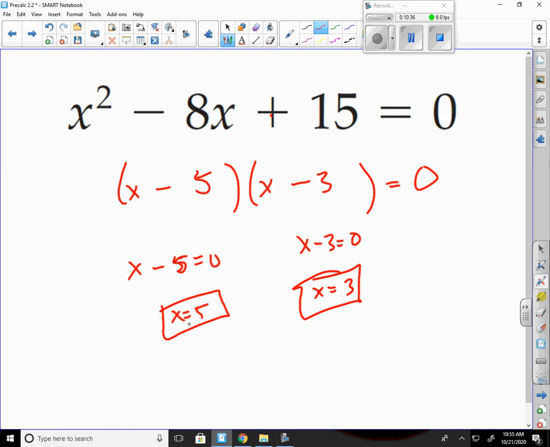I could check this by plugging it back into the equation. 5 squared minus 8 times 5, that's 40, plus 15. That better give me 0. 5 squared is 25. 25 minus 40 is negative 15. Negative 15 plus 15 is 0. If I put the 3 back in, 3 squared, that's 9, minus 8 times 3, that's 24, plus 15. 9 minus 24 is negative 15, plus 15 is 0.